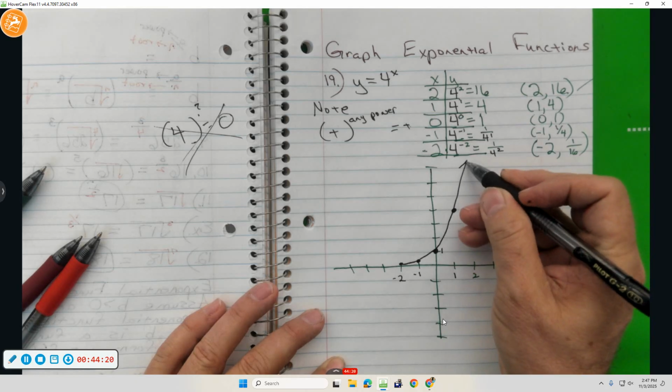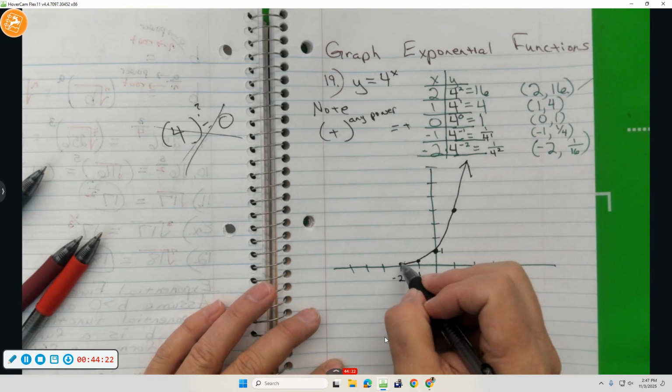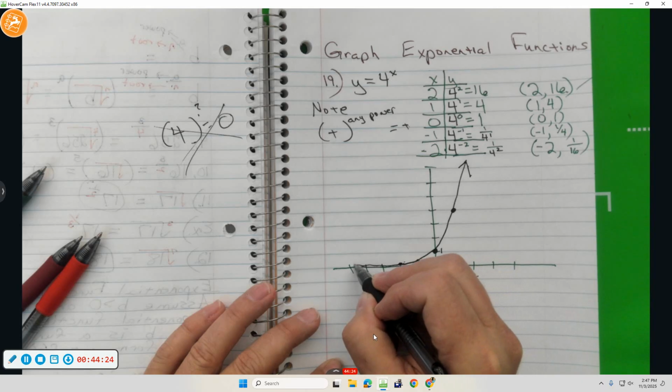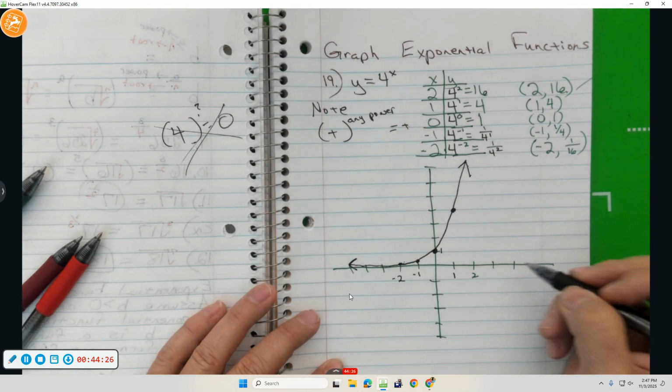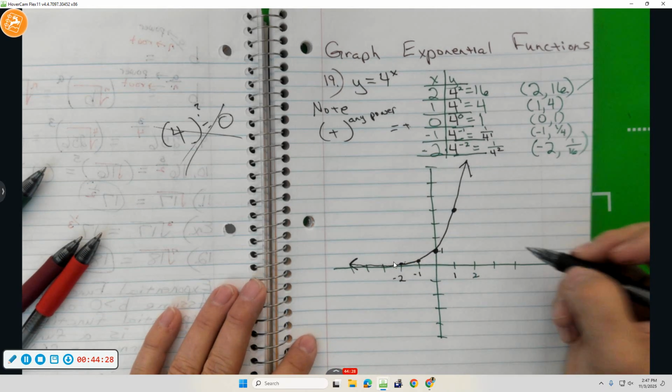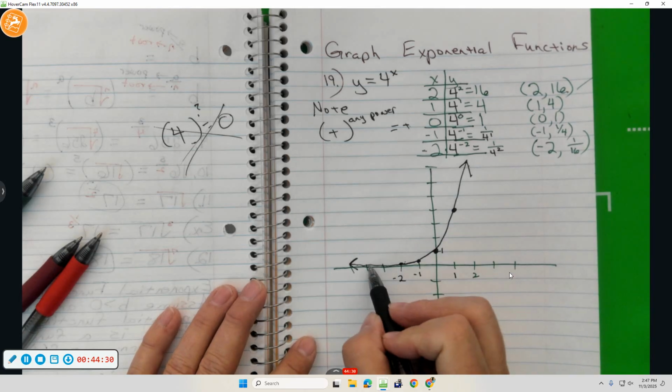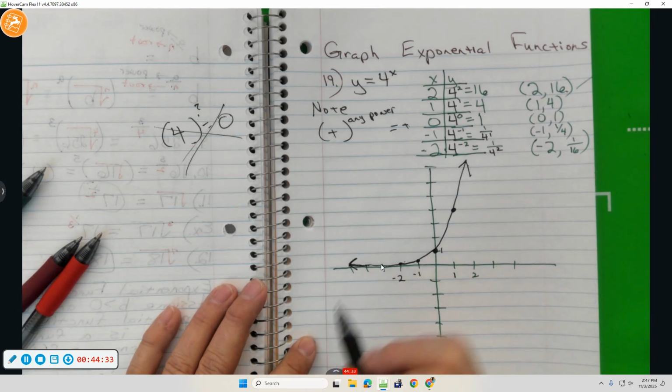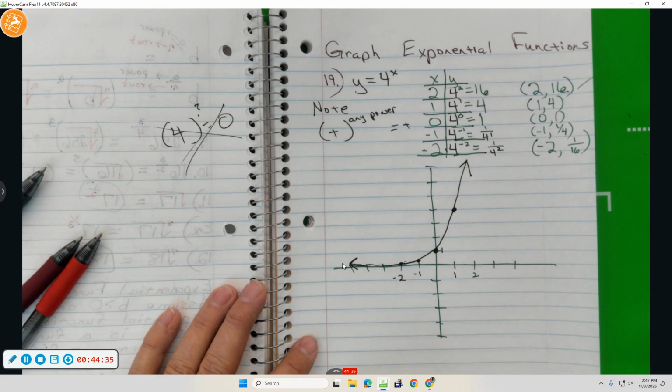But in reality, it is. It's just going to be flat. We say that the x-axis is a horizontal asymptote. The graph is getting closer and closer to the x-axis, but it never really touches it.